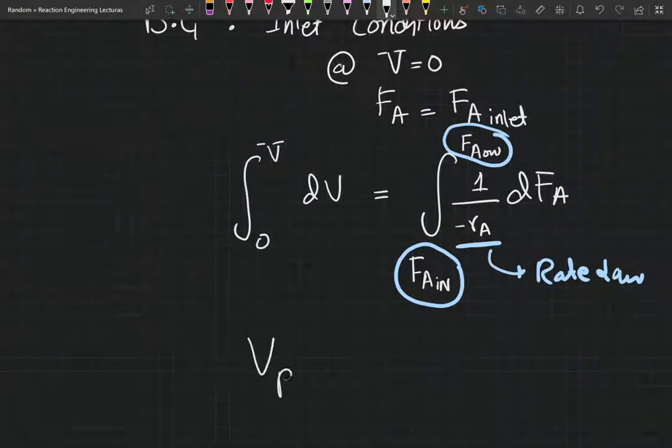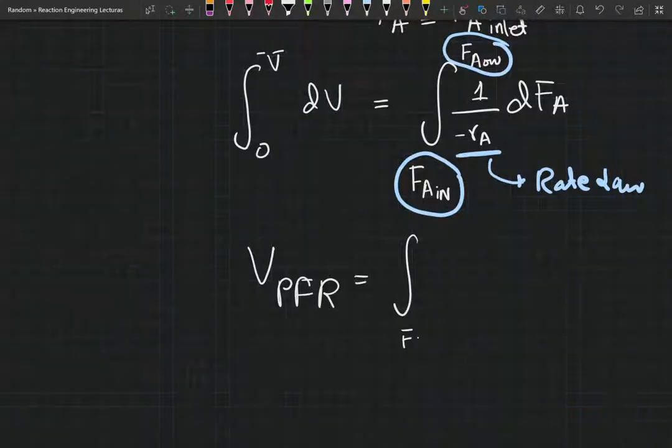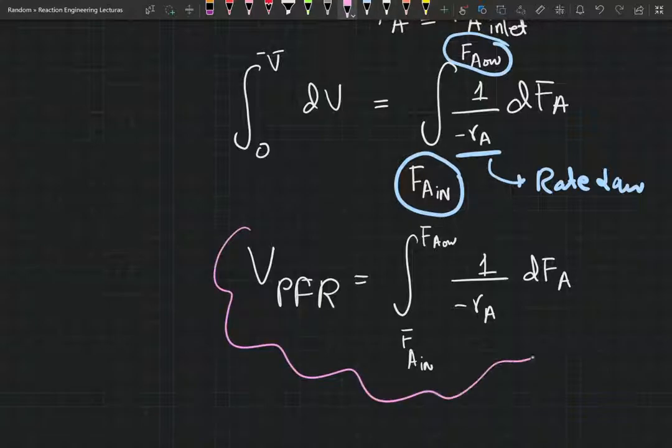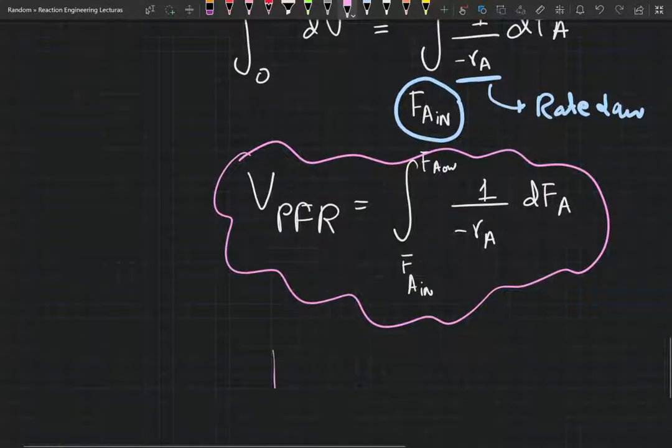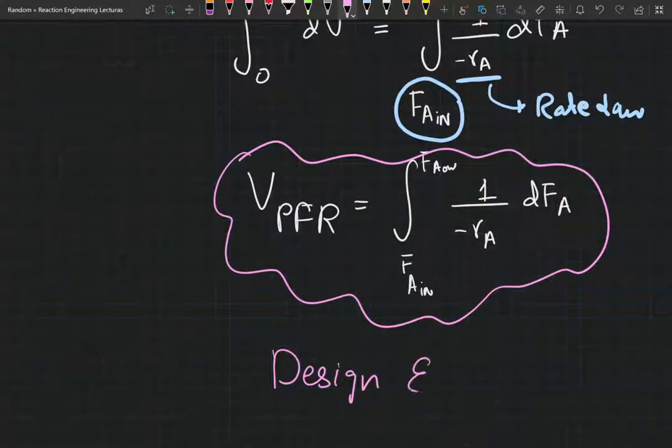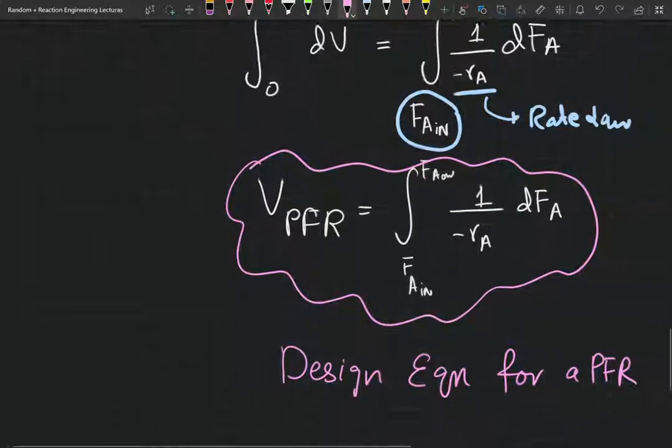So the volume of the PFR is going to be how much you're sending in, FA0, to how much you want, FA, of 1 over negative RA dFA. You need the kinetics in order to size this reactor. And this right here, ladies and gentlemen, is the design equation for a PFR. Okay, well done.